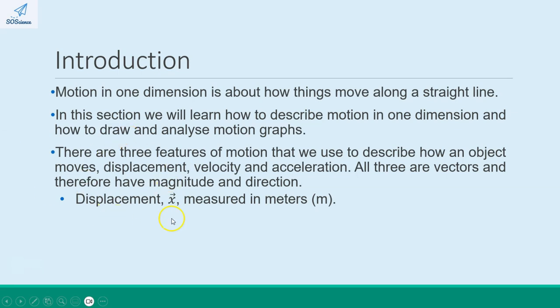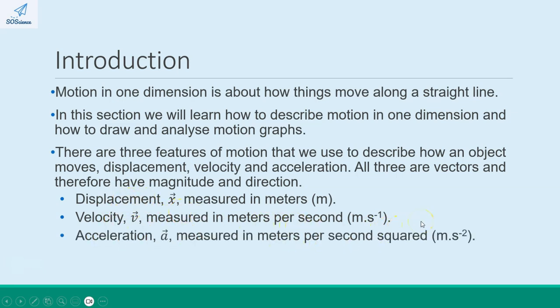So remember that displacement is represented by the letter X with an arrow above it. This arrow represents that the variable is a vector, and displacement is measured in meters. Velocity V is measured in meters per second, and acceleration A is measured in meters per second squared.